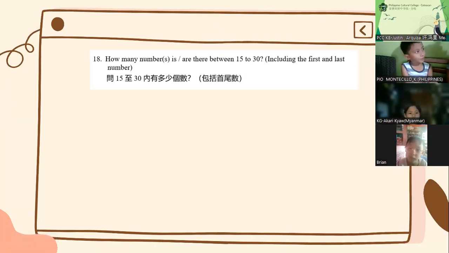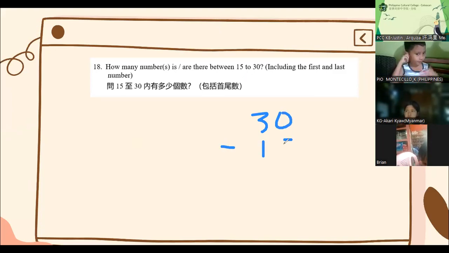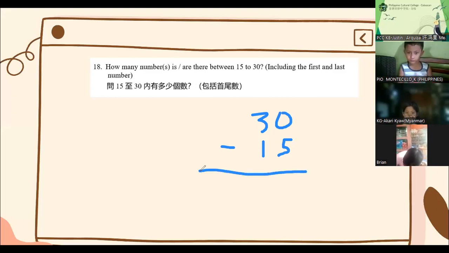Okay, how about 18? How many numbers are there between 15 to 30, including the 16? First and the last number? Okay, so this one is a bit tricky, and you can be tricked about this because usually what you do is you're just gonna subtract 30 and 15, right? Because you have to get the difference. How many numbers are there between 30 and 15? Okay, now if you're going to do that, the answer is going to be 15, right?